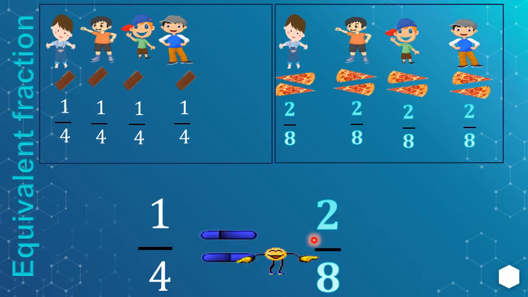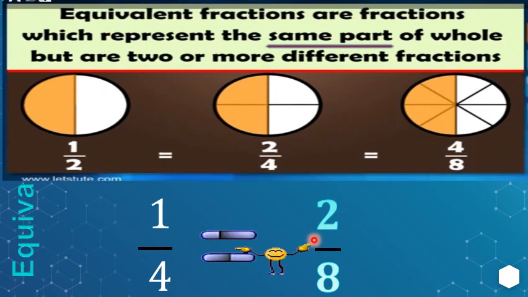Now what is an equivalent fraction? Equivalent fractions are fractions which represent the same part of a whole but are two or more different fractions. In these 3 circles, you can see we have divided the 3 circles into half, but in the first circle it is divided into 2 equal parts, and one half part is shaded, so the fraction is 1 by 2.